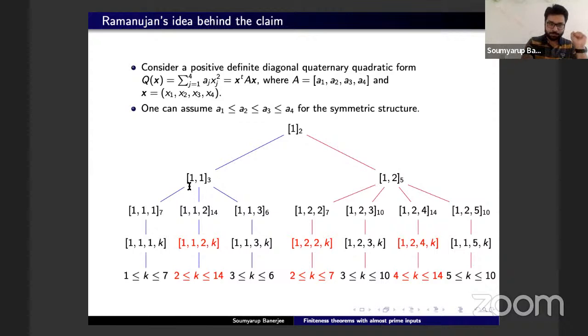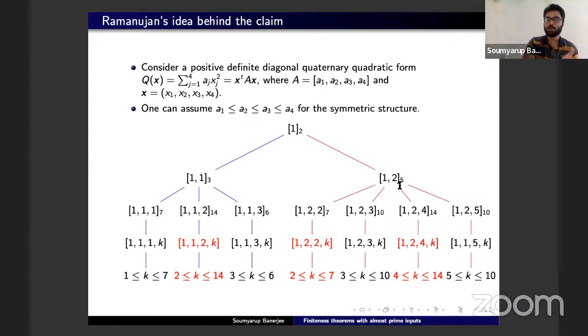Great. Now, for the quadratic form x square plus y square, one can see that the minimum number which it cannot represent is 3. So we have to take a3 less than or equal to 3. So we have to take 1, 1, 1; 1, 1, 2; and 1, 1, 3.